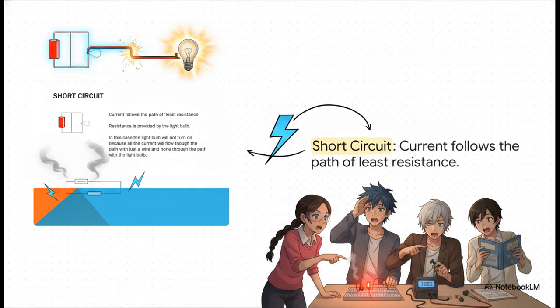If you accidentally create a path of wire that just loops around the bulb instead of forcing the power to go through it, the electricity just bypasses the load entirely. And without the bulb there to slow things down, a massive, wild amount of current surges through the wire. This will cause the battery and the wires to get dangerously hot. So, rule of thumb, never ever connect the battery terminals directly to each other without a load in the middle.